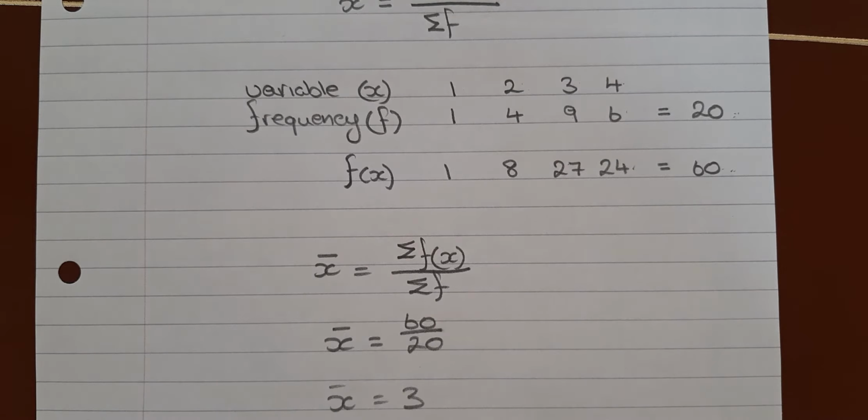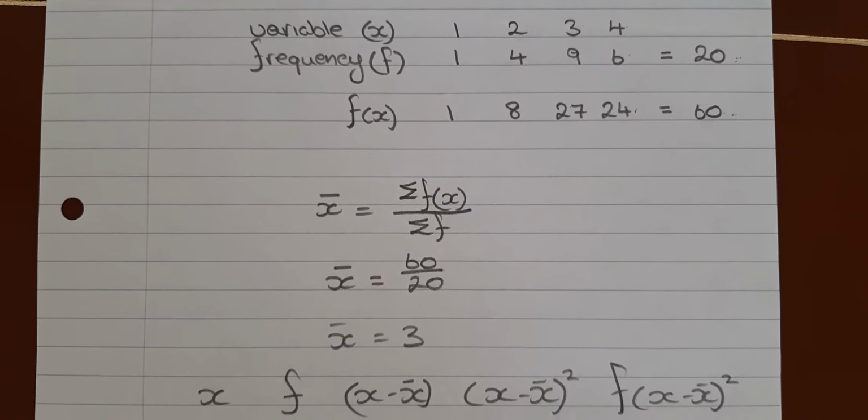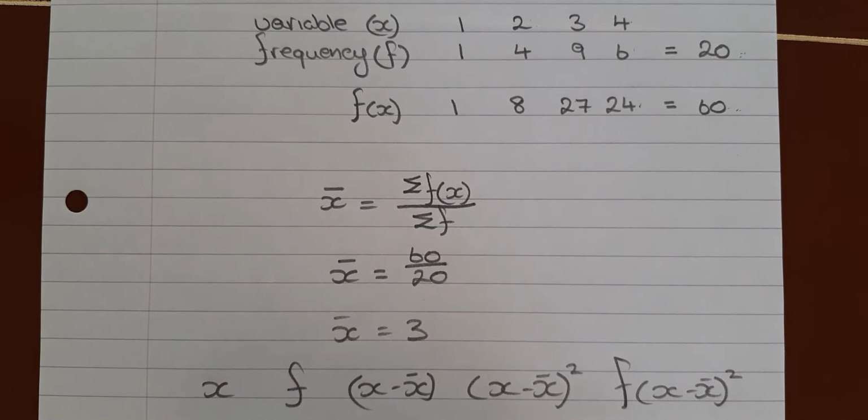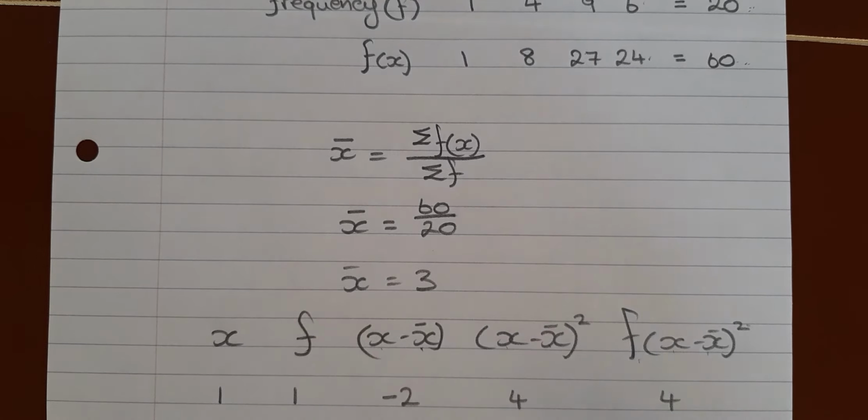Next, we need to find the standard deviation correct to 2 decimal places. To do this, we create a table using these headings: the variable, frequency, the variable minus the mean, the variable minus the mean squared, and the frequency multiplied by the variable minus the mean squared.